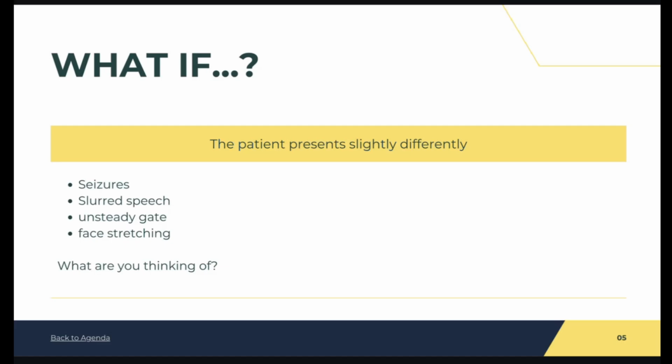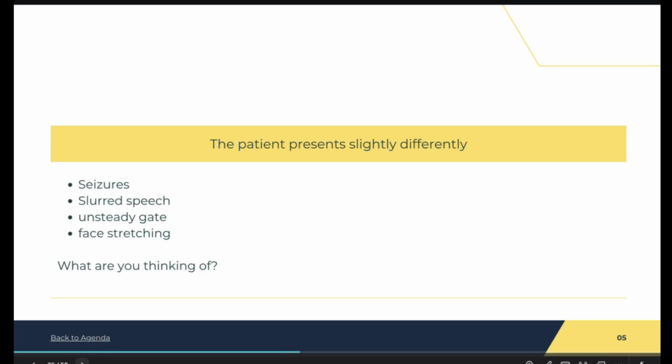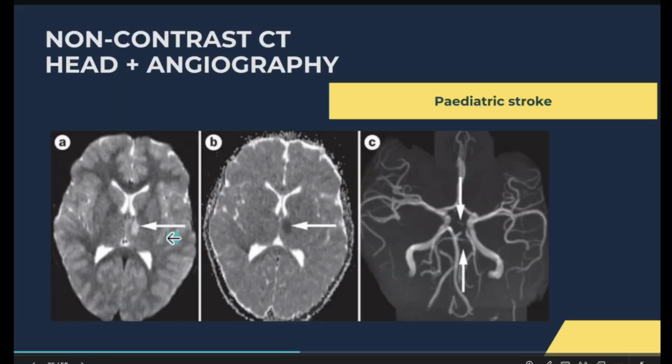Yeah, so stroke is the right answer. I think many times with stroke, we think about older people, but it's very important to think about pediatric strokes as well, as they can be very damaging. So for a pediatric stroke, what we would do is a non-contrast CT head and angiography.